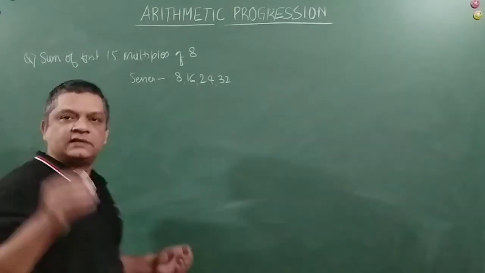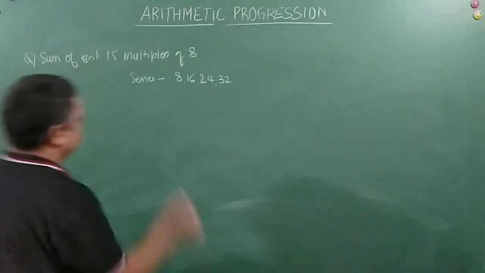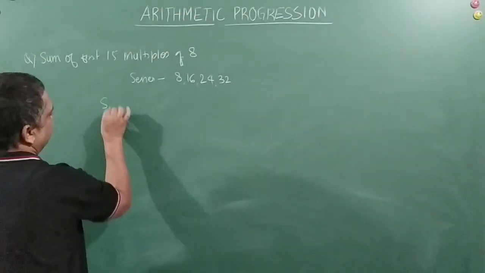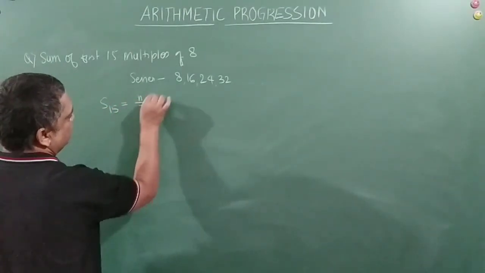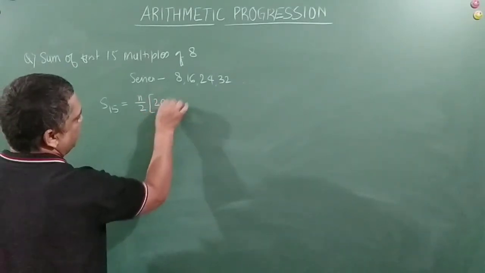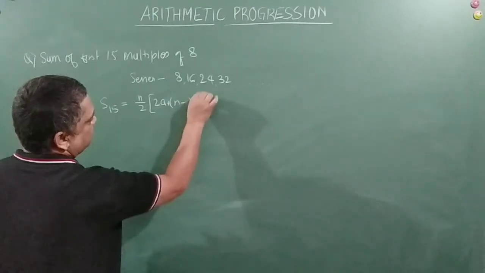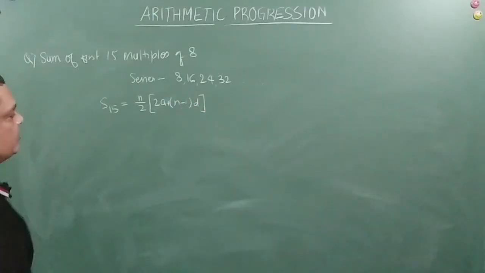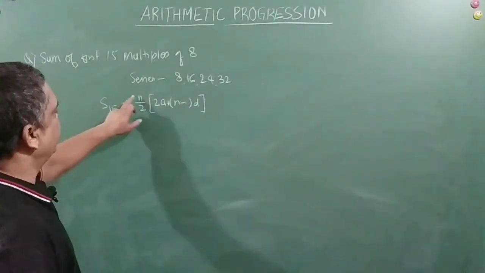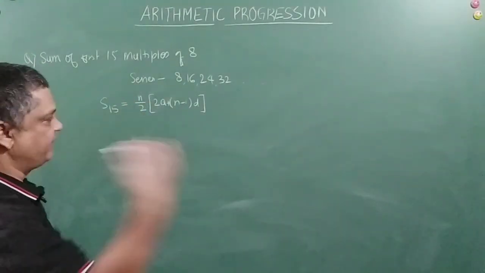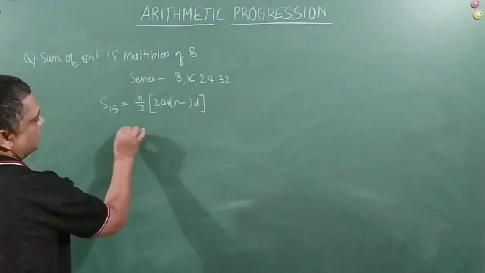So first we will write the formula here, friends. Sum of an arithmetic progression. What is that? S 15, because 15 terms, right? So this becomes n by 2, 2a plus n minus 1 into d. Right? This is the formula. We know a, yes we know a. We know n, yes we know n. There are 15 terms, and we know d also. We can find out. No problem.